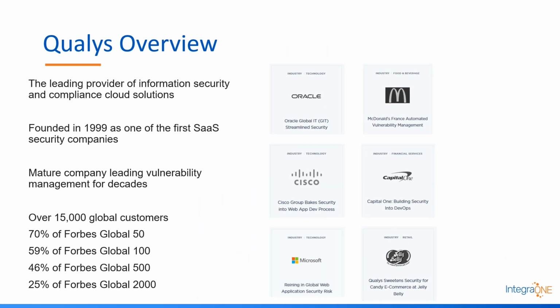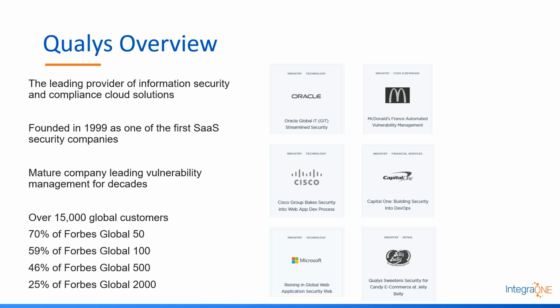So without further ado, who is Qualys? Let's give an overview. Qualys claims to be the leading provider of information security and compliance cloud solutions. I tend to agree, that's why we chose to partner with them. Hence the webinar here where we'll cover all their solutions. They were founded in 1999 as one of the first software as a service security companies. So what does that mean for you? It's a very mature company. They've been leading the vulnerability management for decades, and they're not going anywhere anytime soon.